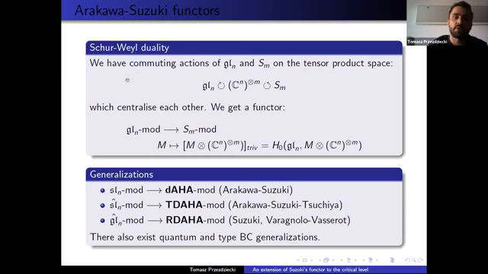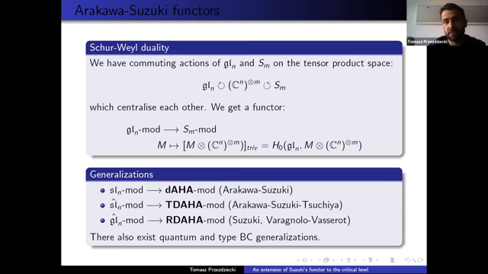So this Arakawa-Suzuki functor comes from something very classical in representation theory, namely the Schur-Weyl duality. As we know, if we take the standard representation of the general linear Lie algebra and we tensor it m times with itself, then we have commuting actions of GL_N and the symmetric group on this tensor product space. And Schur-Weyl duality says that they centralize each other.